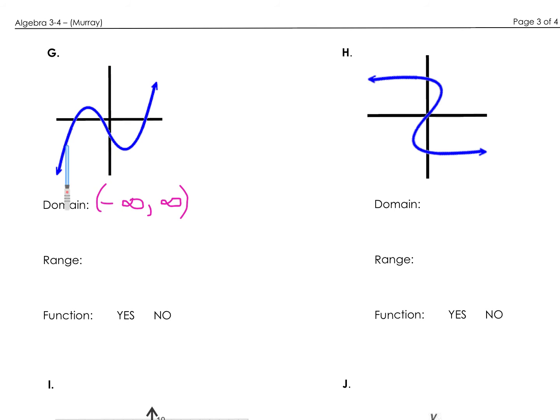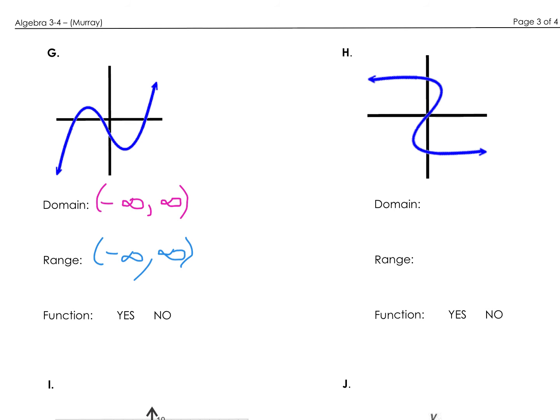So remember, this graph goes down and to the left forever. So it goes down and down and down forever. So that's in a negative direction. So for our range, we're going to do parentheses, negative infinity. And then we're going to go up and up and up. This goes up and up to the right forever. And because it's going up forever, up is a range direction, and so that's positive infinity.